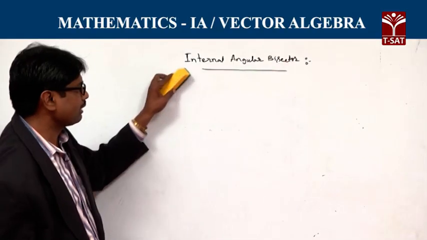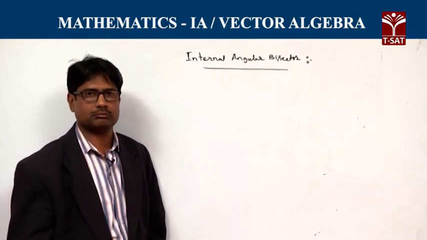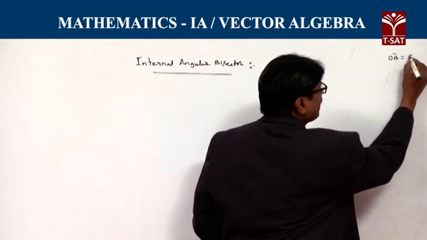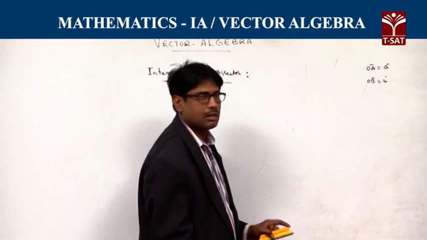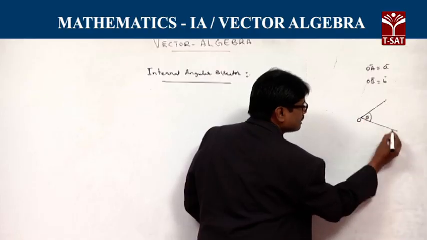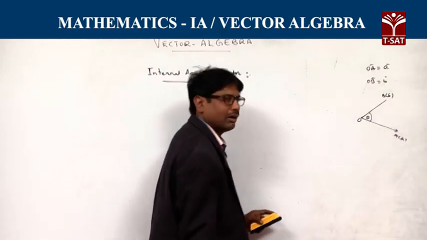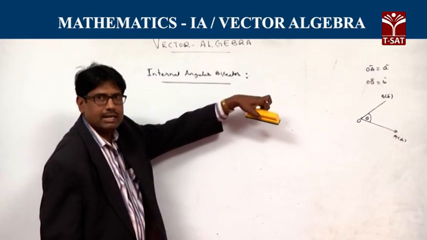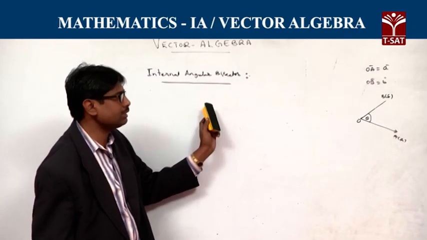What is an internal angular bisector? Just now we defined the angle between two vectors. If OA bar is equal to A bar, OB bar is equal to B bar, two coinitial vectors, and the angle also we define them. Theta is the angle between A bar and B bar. What is an internal angular bisector? A line which divides the angle between A bar and B bar into two equal parts, that is the internal angular bisector.